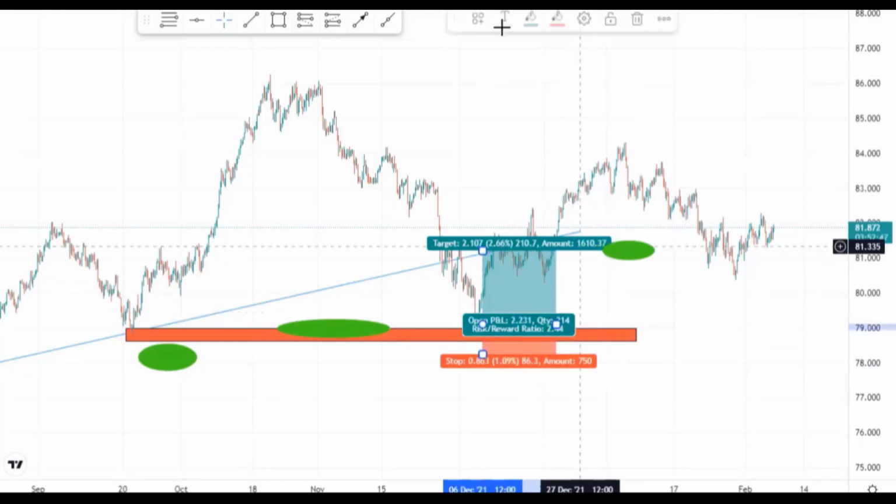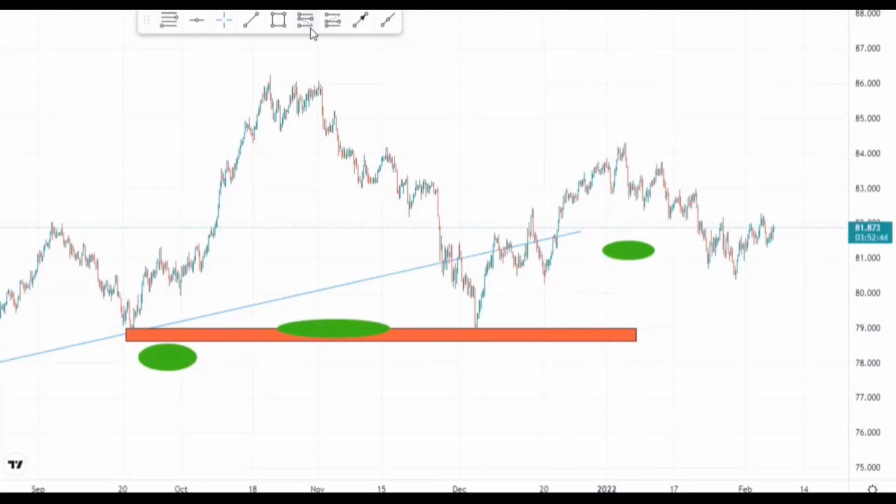But had you been a trend line break trader, what you would have definitely been looking for is what?